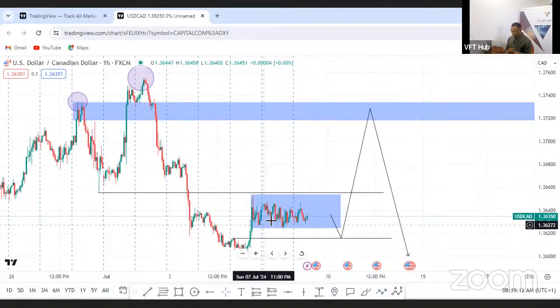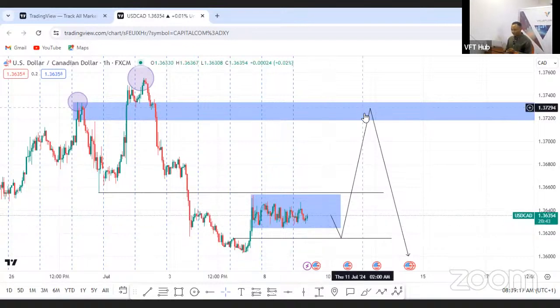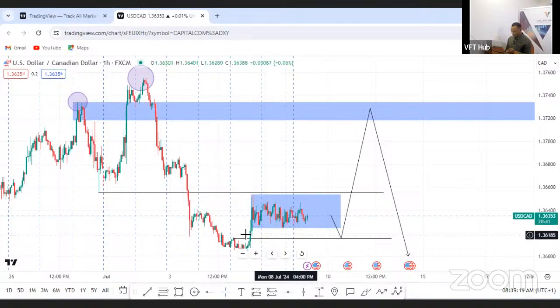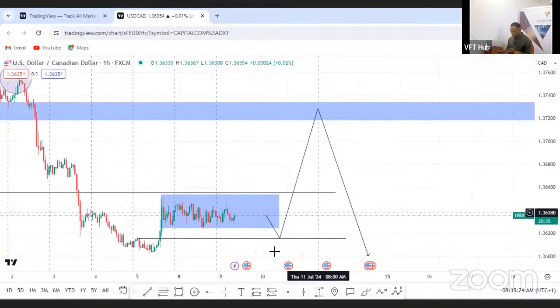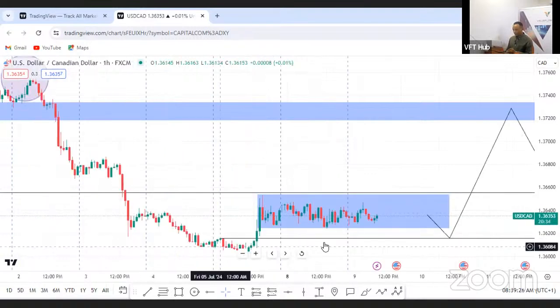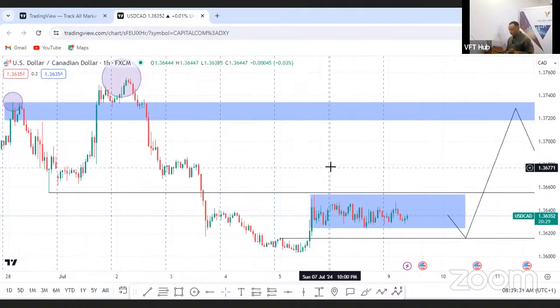And one of the reasons is that I want to see a manipulation after this consolidation before an expansion to the upside. All right, seeing this consolidation, I expect price to return back to this breaker block right here. Okay, so this is what I'm expecting. Let me zoom in a little. This is what I'm expecting on USD CAD to play out going into the remaining part of this week.